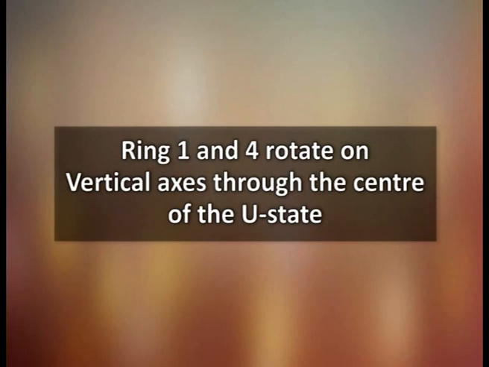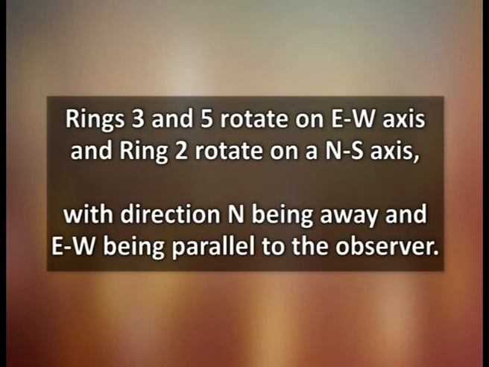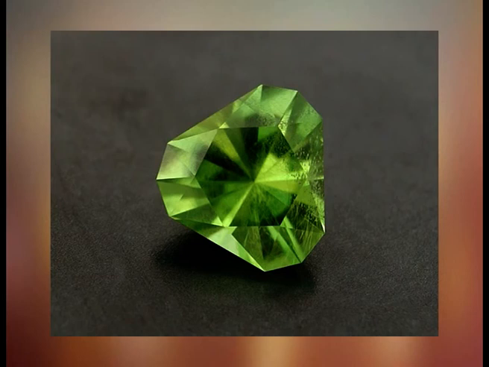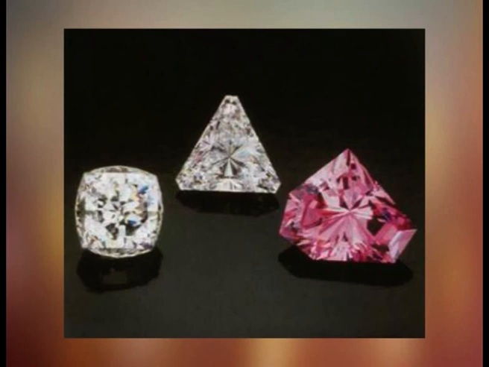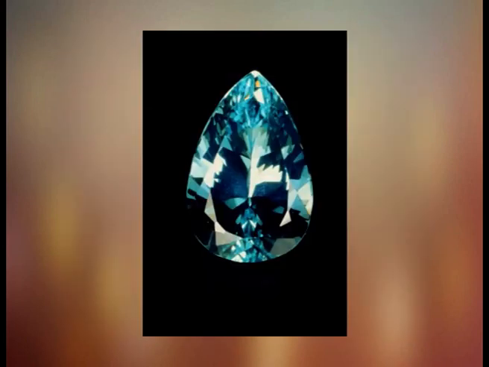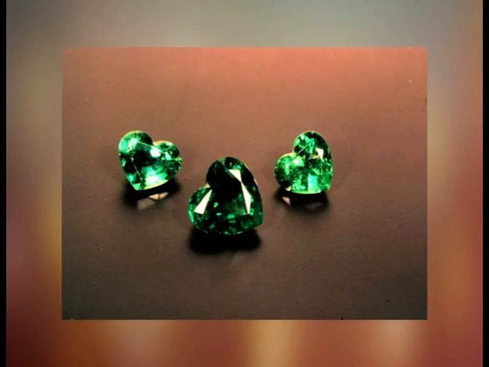Ring 1 and 4 rotate on a vertical axis through the center of the U-stage. Ring 3 and 5 rotate on an east-west axis and ring 2 rotates on a north-south axis, with direction north being away and east-west being parallel to the observer. The U-stage helps in determining optical constants of an anisotropic mineral, twin schemes of feldspar and other minerals, and for petrofabric study of rocks.